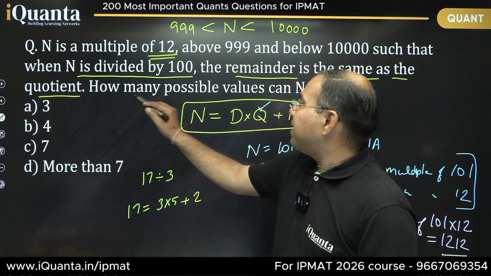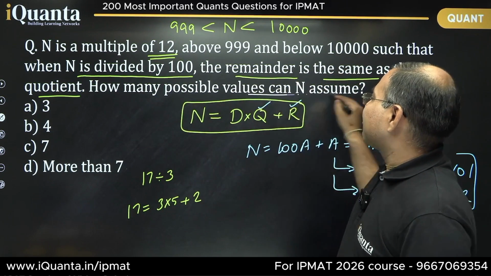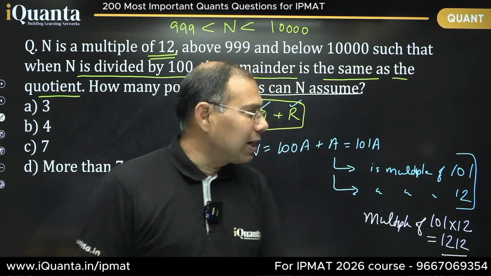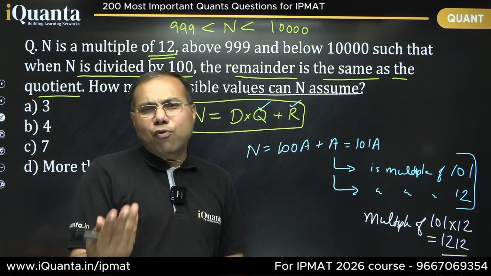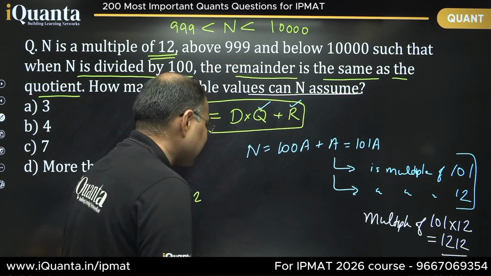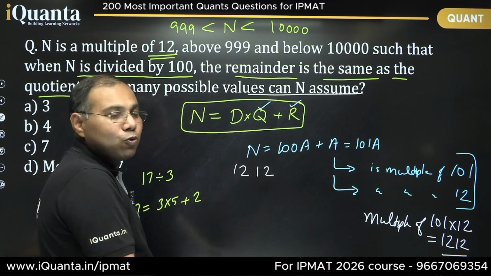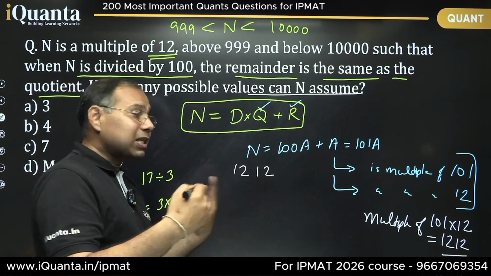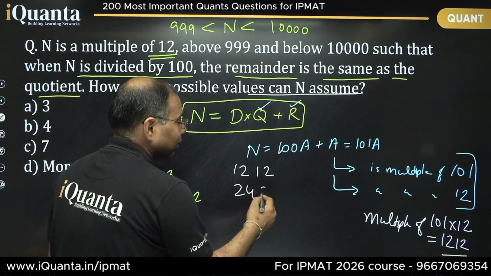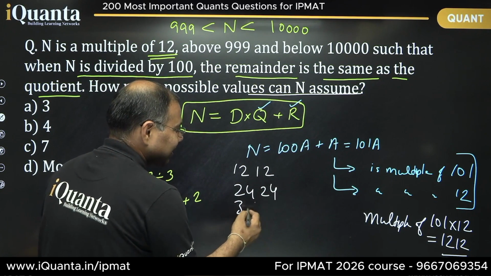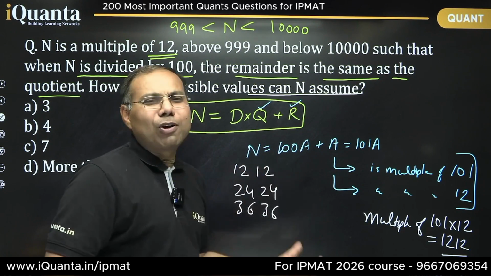Okay, now what is the question? The question is, how many possible values can n assume? This is a very simple question now. It's very easy to calculate. So the multiples of 1212 have to be kept within 4 digits. You can write simply. There's nothing much to do now. So 1212, if you multiply it by 2, is the smallest number which satisfies. The next number would be 2424, isn't it? Next would be 3636. It is simply the table of 12 now, right?